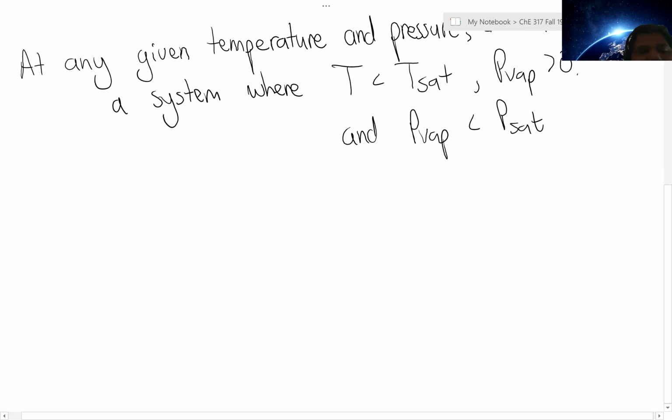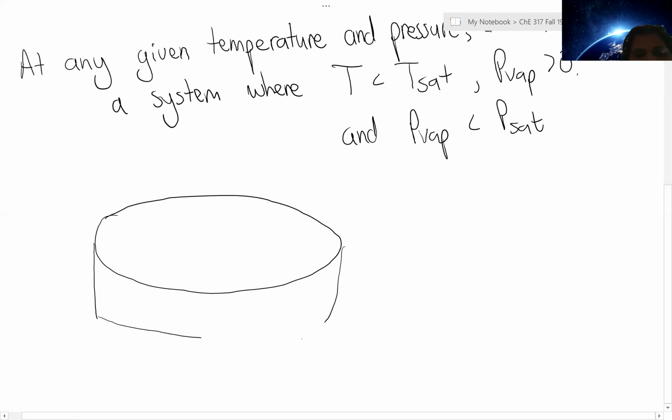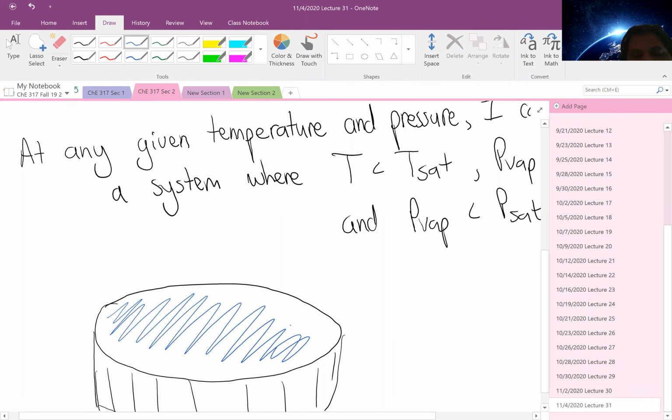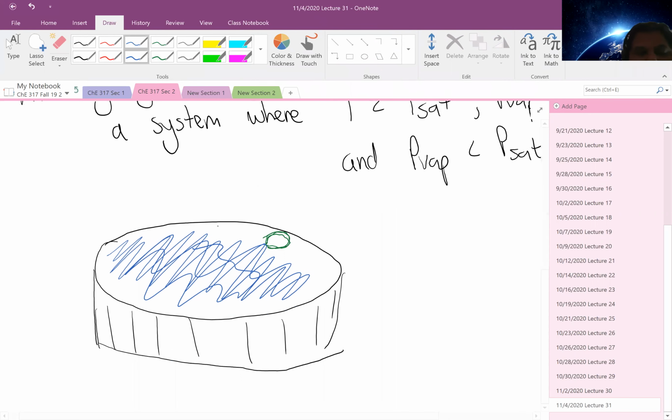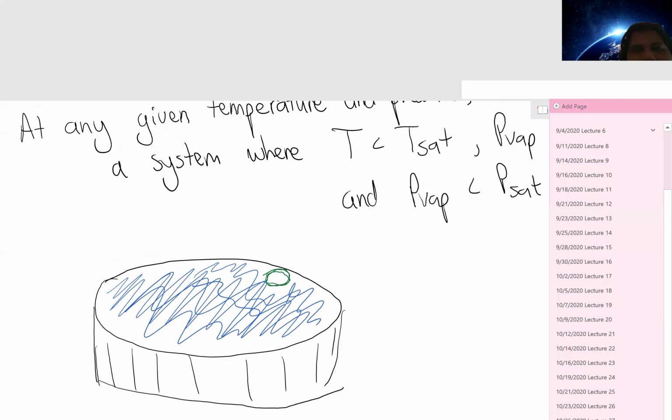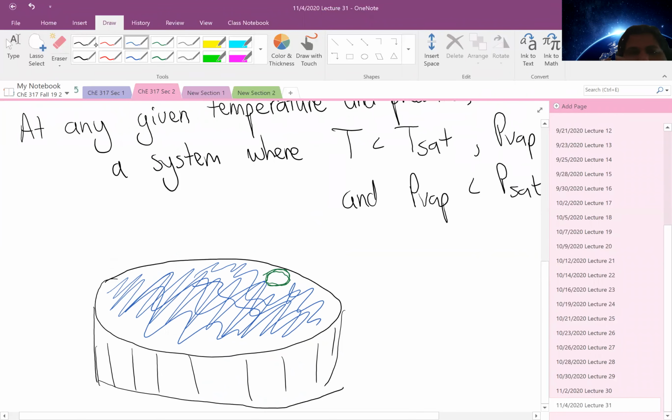So in this instance, let's say I've got a pool. I know it looks like a drum. Oh well. Fill it with some water. And maybe a fun floaty toy. So in this kind of system, I've got liquid water in the pool, and I have water vapor in the air.